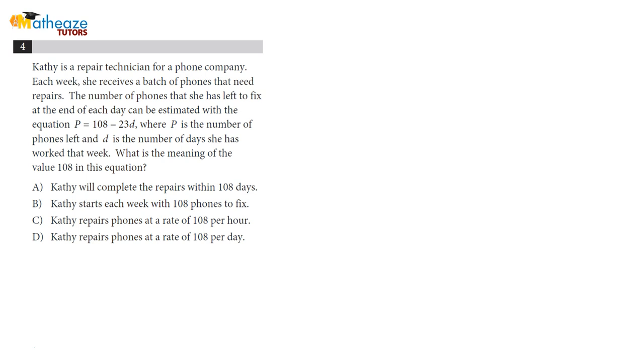Number 4, Kathy is a repair technician for a phone company. Each week she receives a batch of phones that need repairs. The number of phones that she has left to fix at the end of each day can be estimated by the equation P is equal to 108 minus 23D, where P is the number of phones left over and D is the number of days she has worked that week. What is the meaning of the value 108 in this equation?